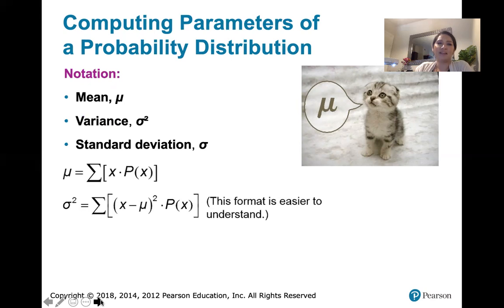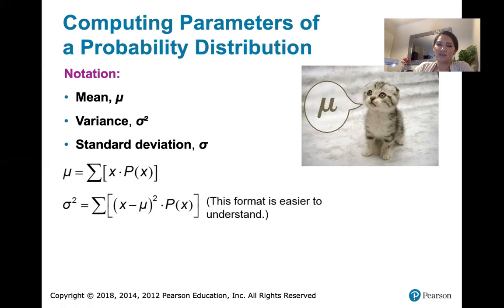Now, if we're calculating the variance, what we're doing is we're trying to measure the variation in our data, or the variation in those probabilities. So what we do here is we take each x value, so that's each value of our random variable x, and we subtract the mean. So that's giving us a deviation from the mean.